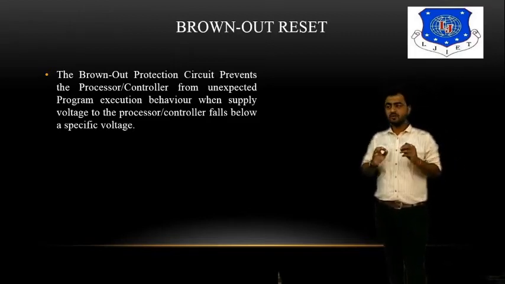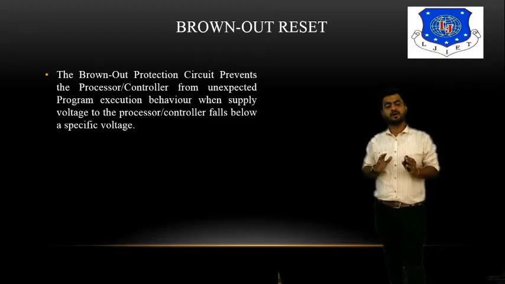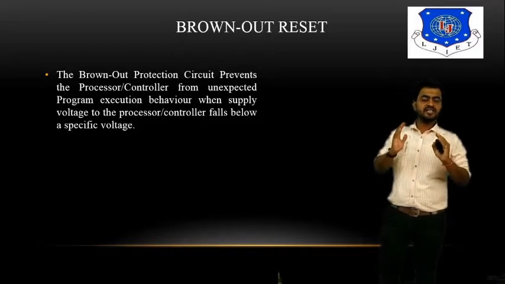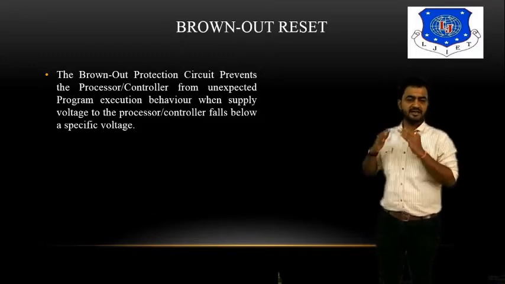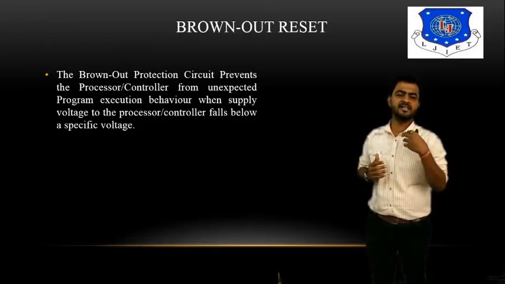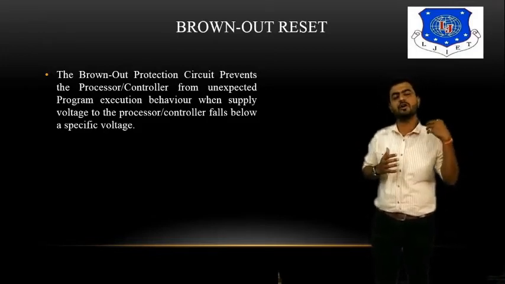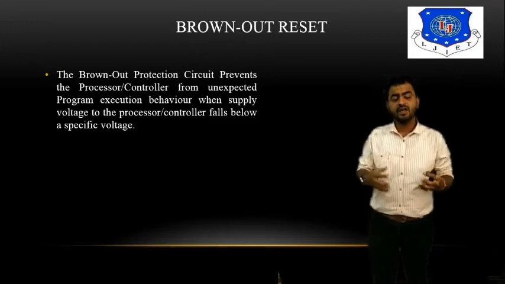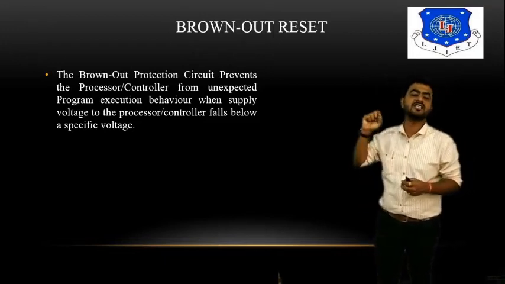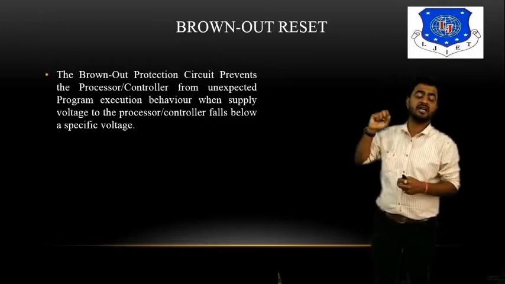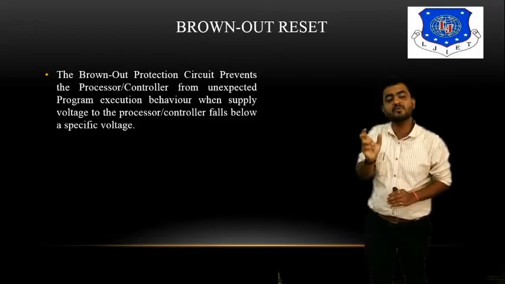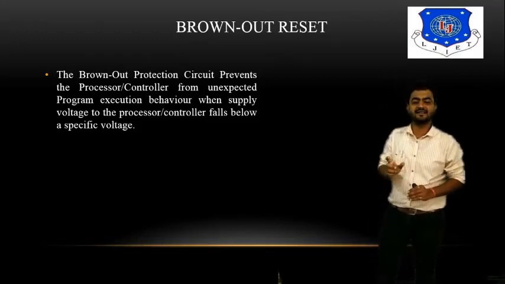voltage. I will give you one simple example of brownout reset. Suppose you are using the NodeMCU microcontroller and it requires a minimum of 3.3 volts to turn on an LED or to execute a specific task. But if you are not able to provide the specific amount of voltage, then your task will not be executed at that time. So that particular moment is called a brownout reset.